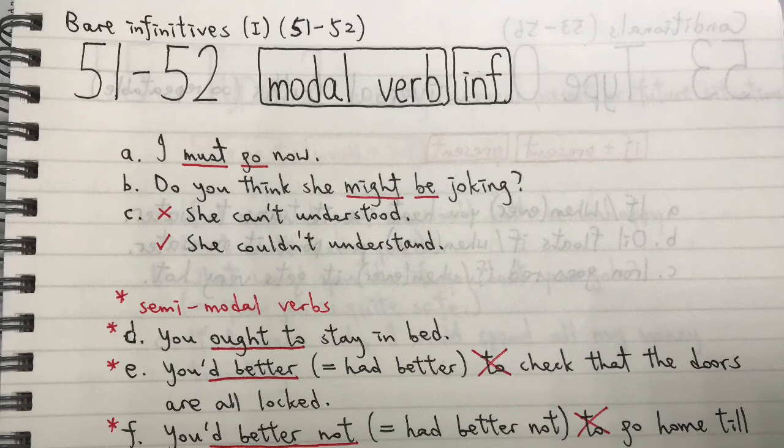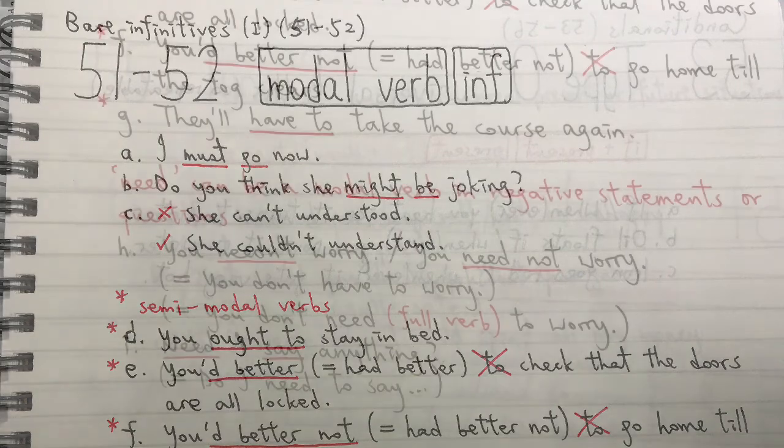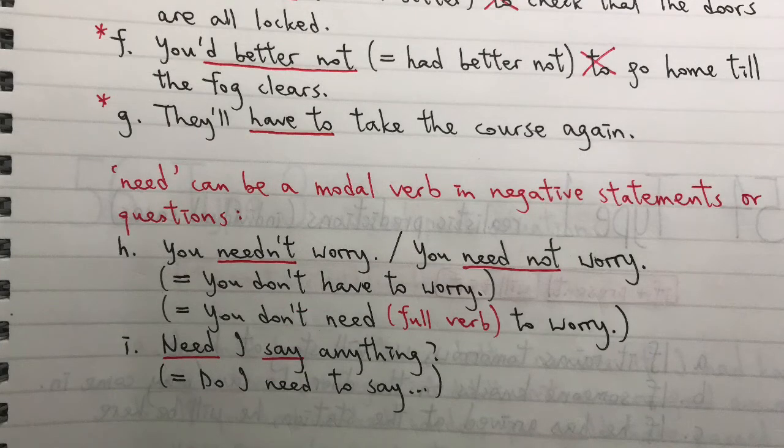You do not put a to before the verb. You just put a bare infinitive, not a to infinitive. So better check, rather than better to check. F, you better not go home till the fog clears. Again, you cross out to. You mustn't put it there. You'd better not go home till the fog clears. Finally, have to is also a semi-modal verb. They'll have to take the course again.